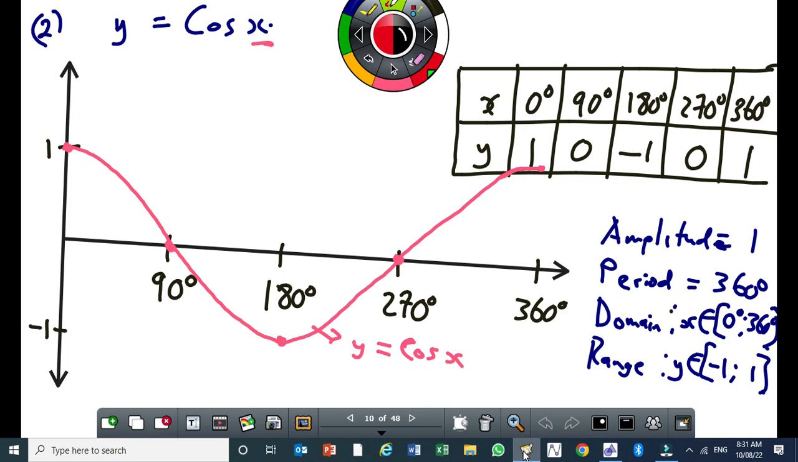With the following y values, when x is 0, y will be 1. When x is 90, y is 0. When x is 180, y is minus 1. And when x is 270, y will be 0. And when x is 360, y will be equal to 1.